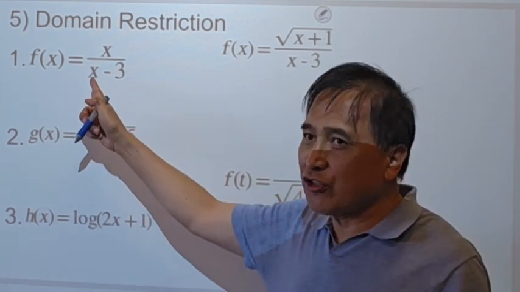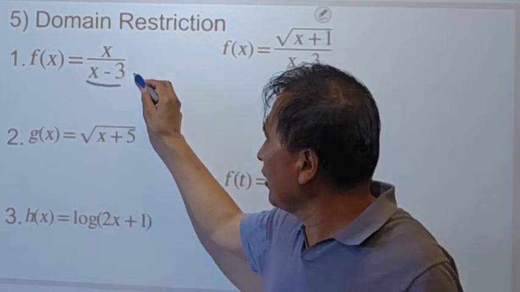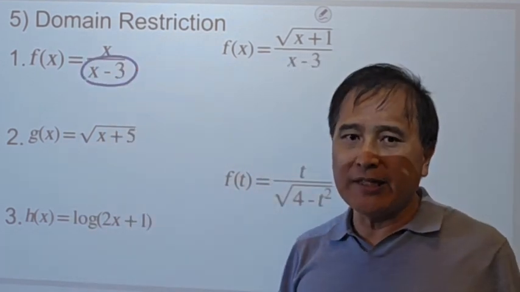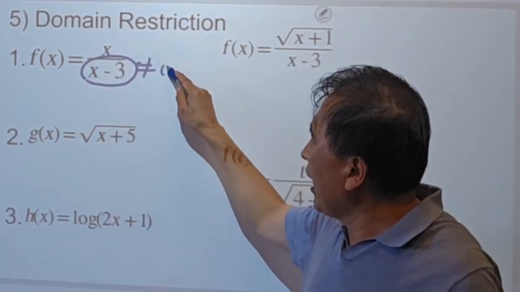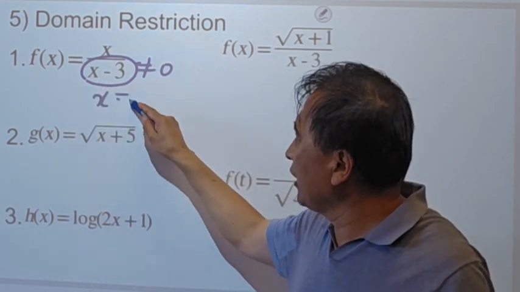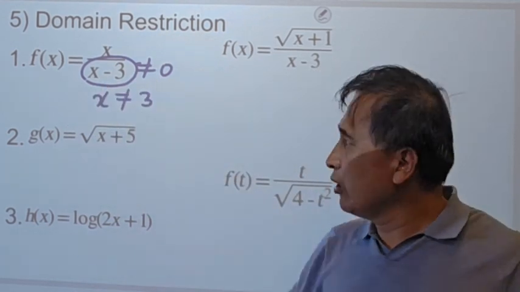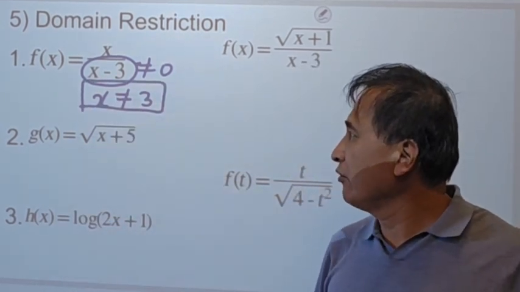So if you see a rational function, where you see the variable in the denominator, you cannot divide by zero, so the denominator cannot be zero. In this case, x minus 3 cannot be zero, so x is not 3. Anything else is fine, so that's the domain restriction: x does not equal 3.